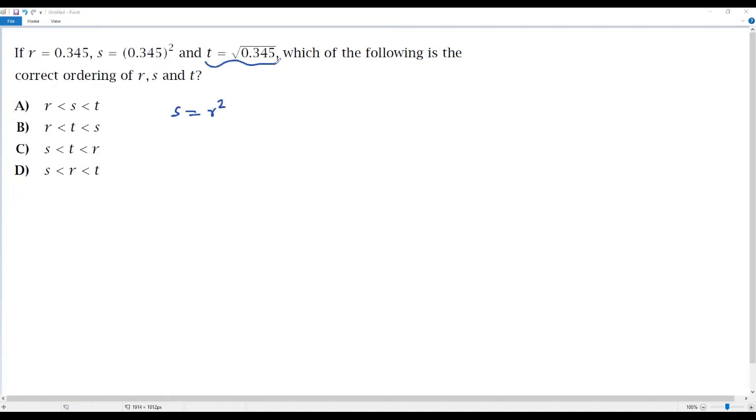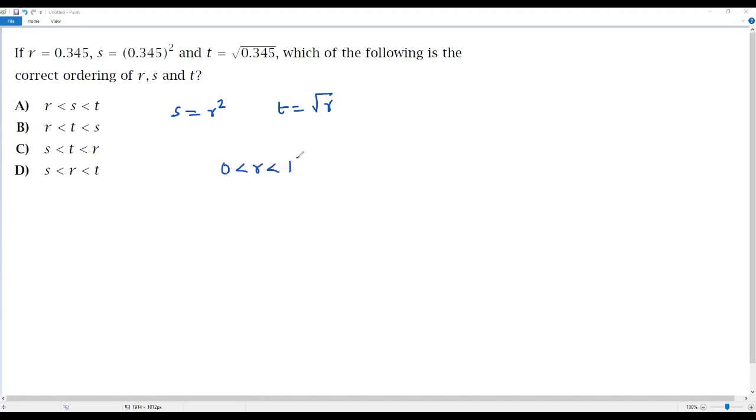Now let's consider this. Here inside the square root we have 0.345, which is the value of r. So we can write this as t equals the square root of r. Now let's consider the value of r. The value of r is 0.345. 0.345 is a value between 0 and 1. That is, the value of r is between 0 and 1. We can write it as an inequality. That is 0 less than r less than 1.